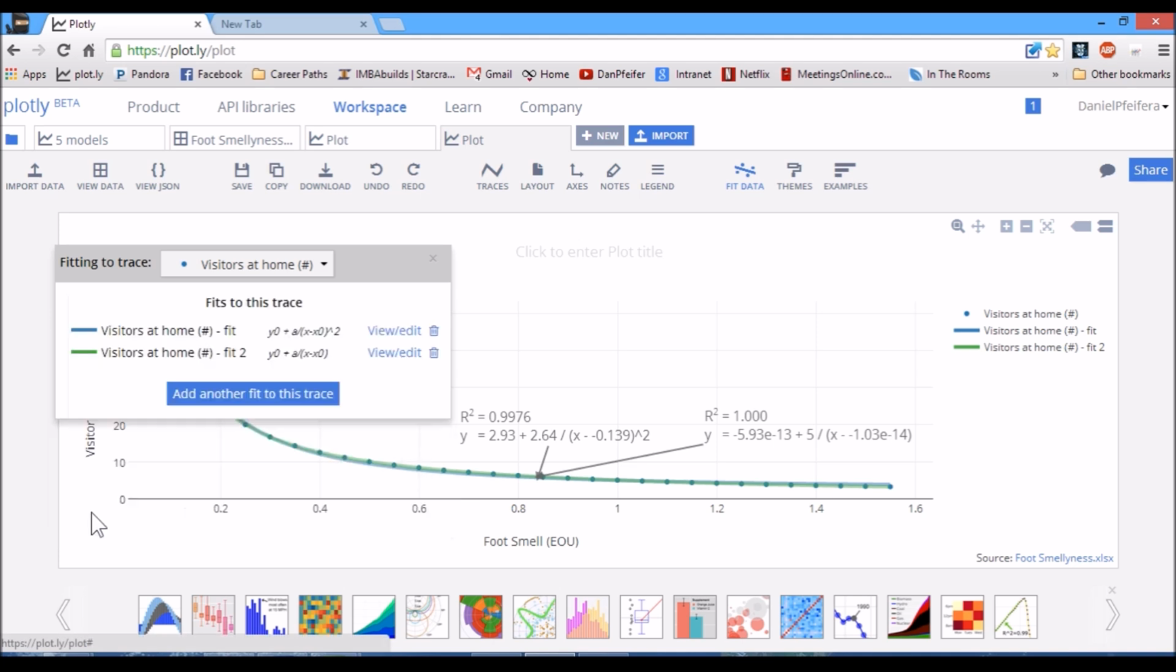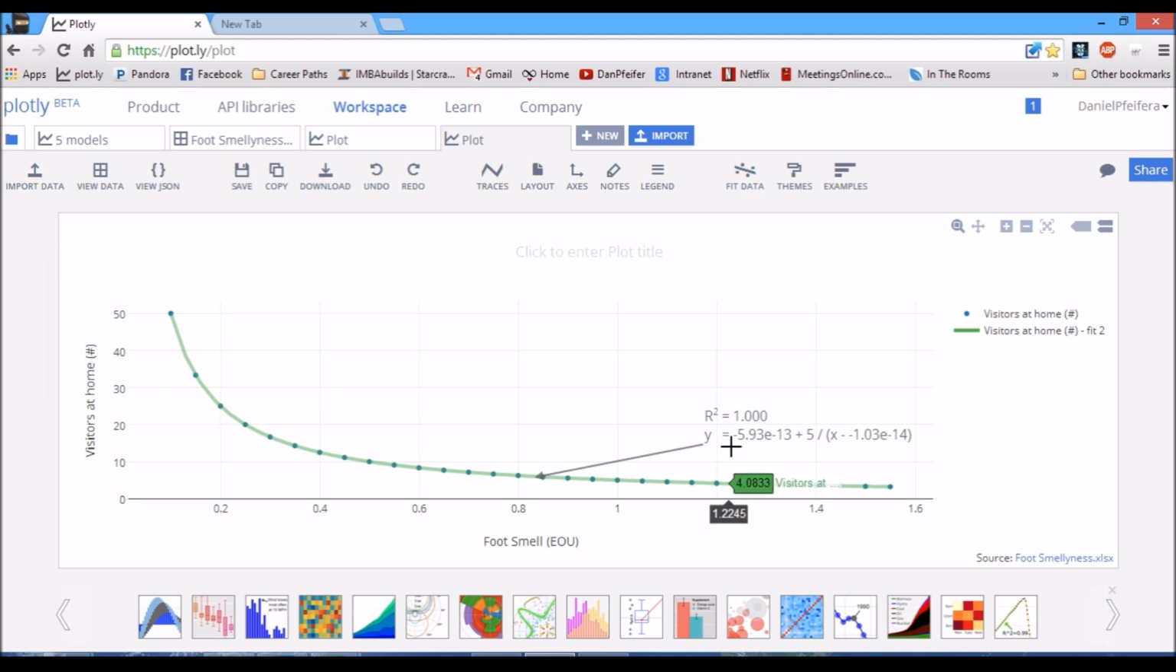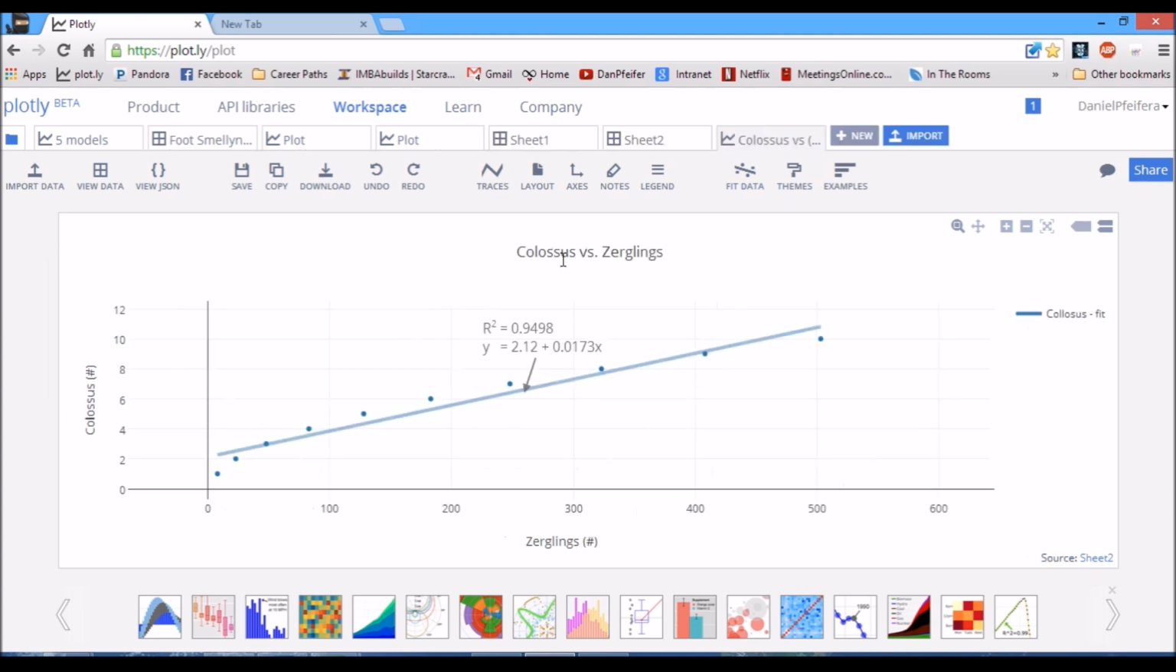So how do we deal with this now that we have two fits? You go ahead and get rid of the one that has the lower r squared value, close out, stylize your graph, and share it. All right, here we have a graph of Colossus versus Zerglings.